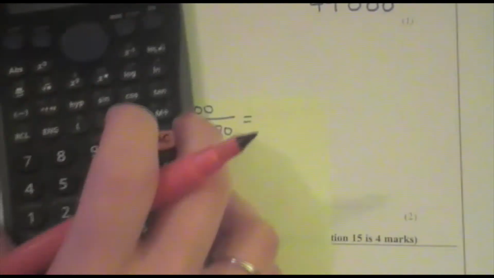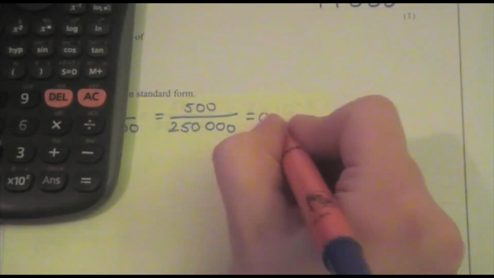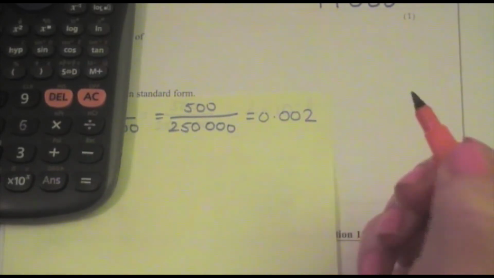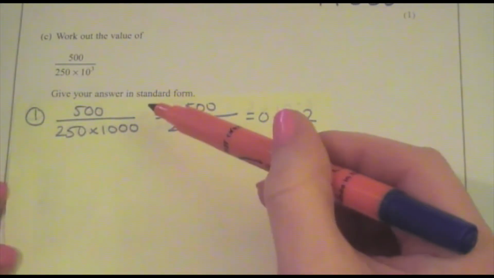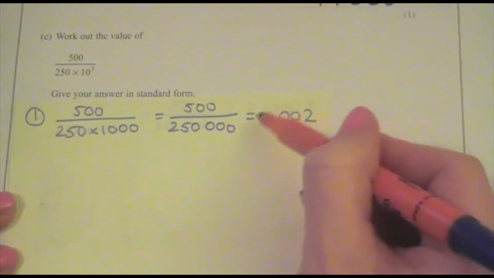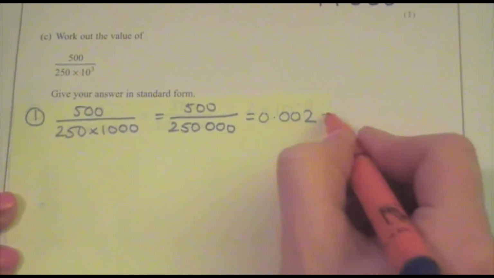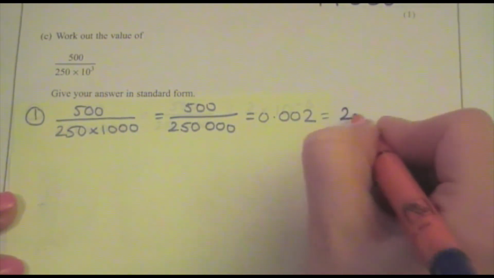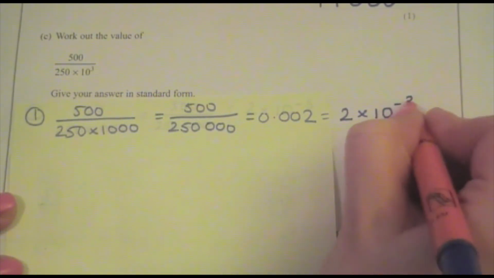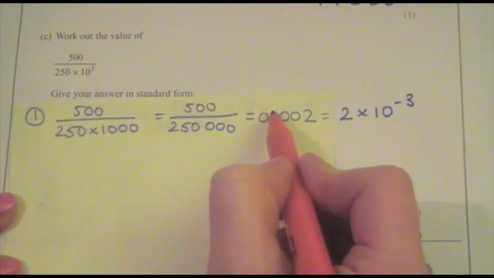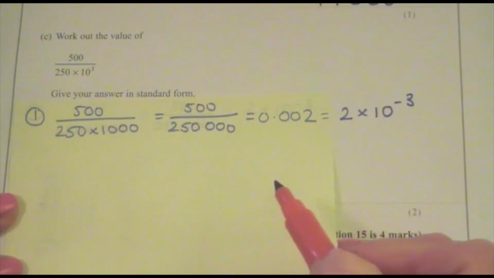And it gives me 1 over 500, which I know is 0.002. In the question it states I need to give my answer in standard form, so I need to change this number into standard form. And in standard form, that's going to be 2 times 10 to the power of -3, because effectively my decimal point would move 1, 2, 3 spaces.